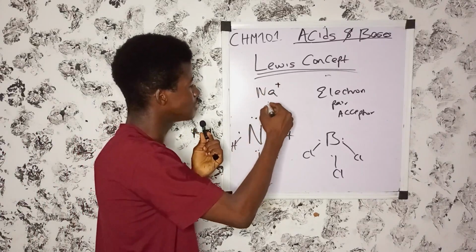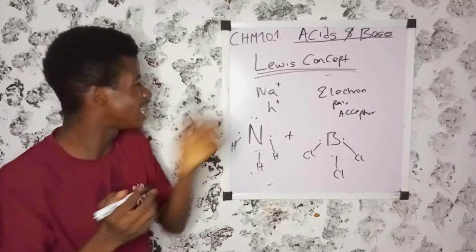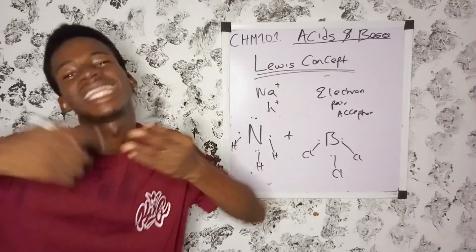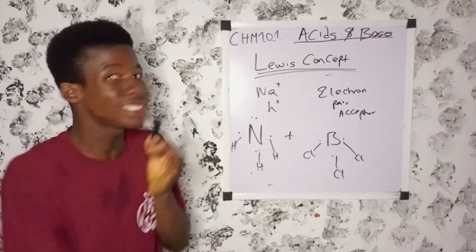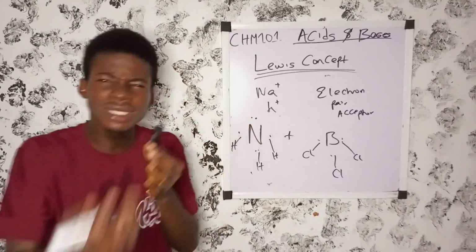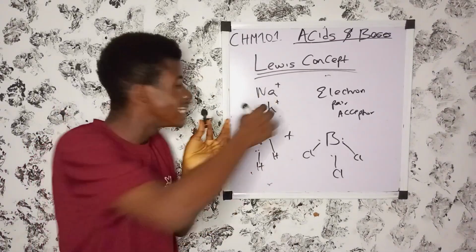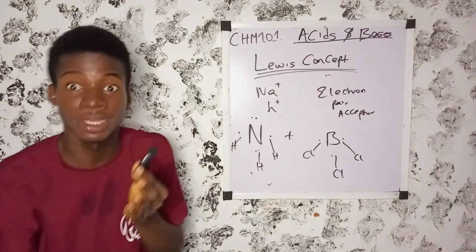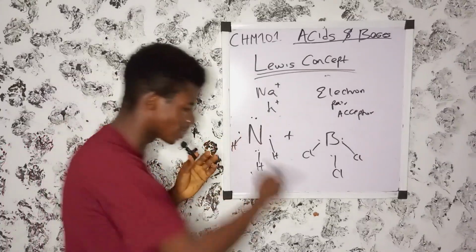Positive ions, they have already lost electrons. Therefore, all these guys are Lewis acids. I'm using this as an example because Lewis acids accept electrons. These ones cannot donate electrons because they have already donated electrons, so they can easily accept electrons. Okay, now let's go back to this one.